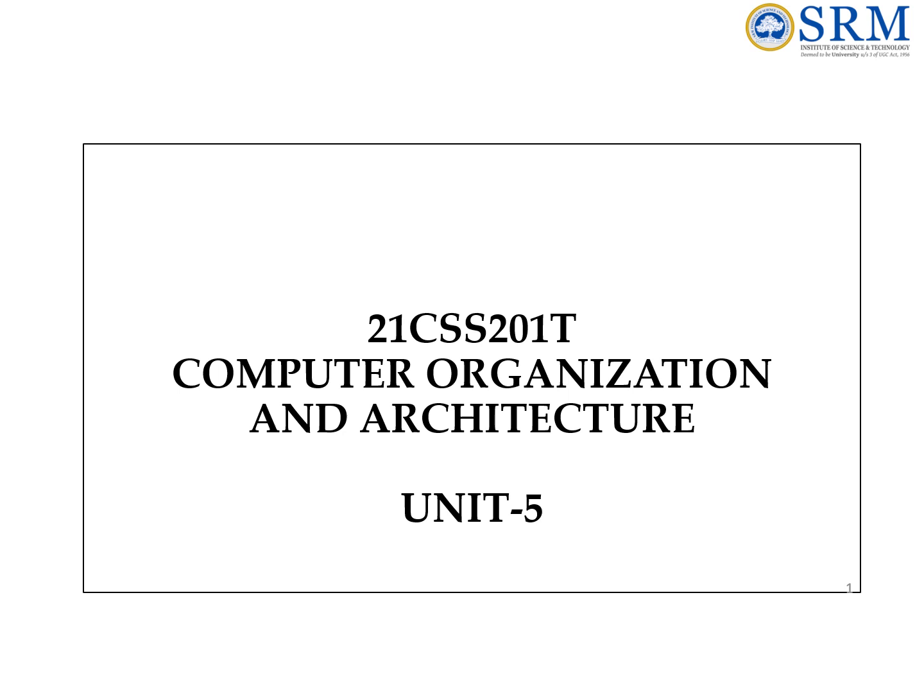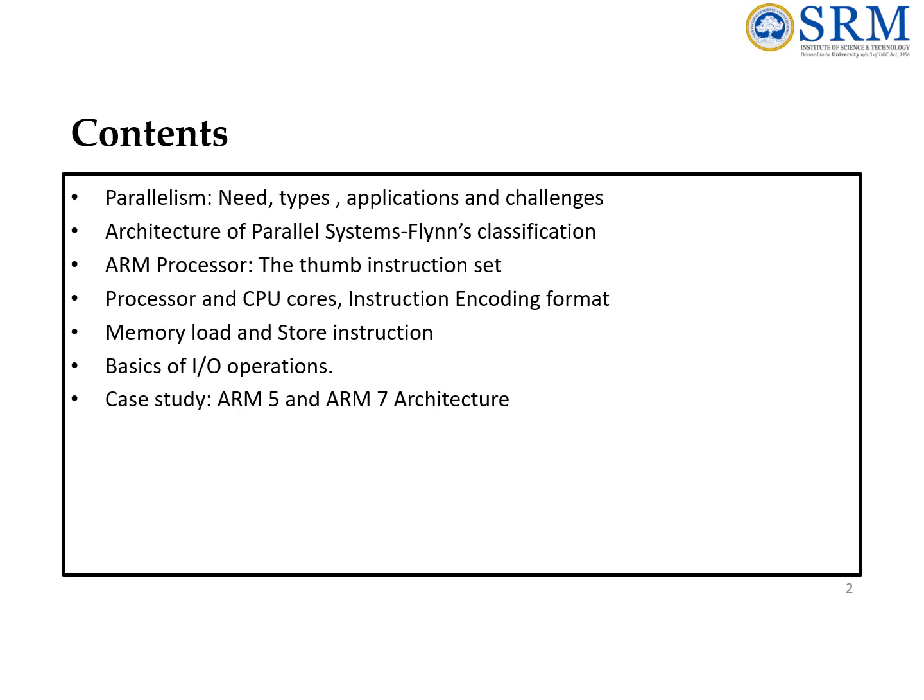Good day, guys. Today we see the fifth unit in architecture. So this unit deals with parallelism, needs, types, and application and challenges, architecture of parallel system, Flynn's classification, and we'll deal with ARM processor and its Thumb instruction set.